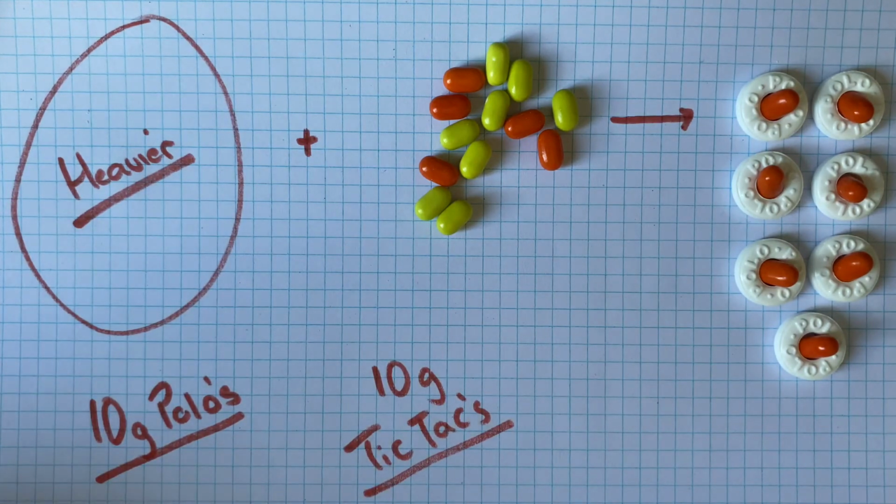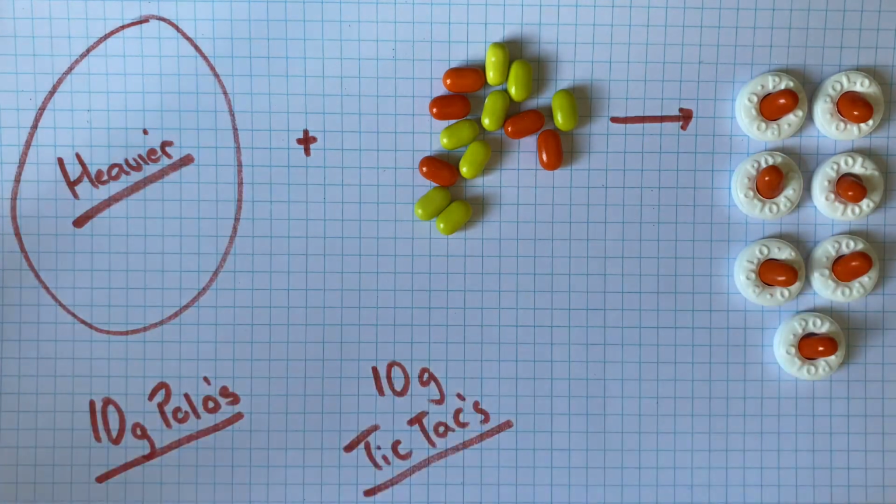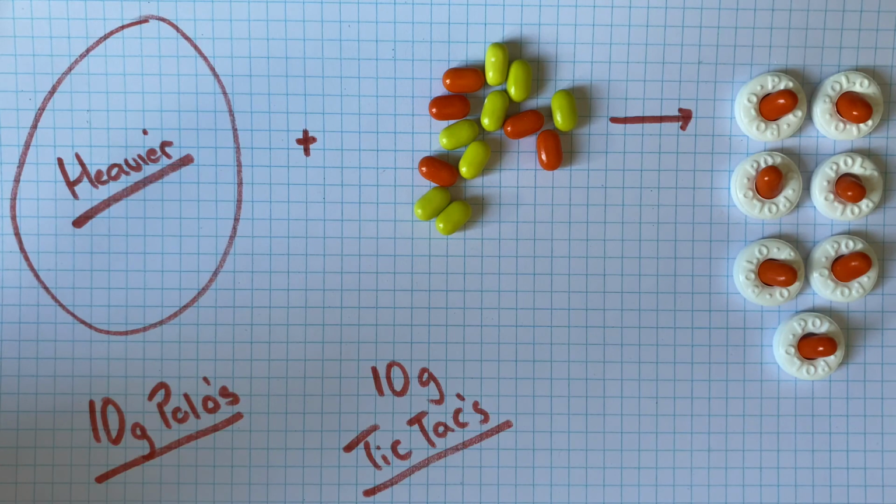So what I'm now going to do, I'm going to pause the video and I'm going to show you an example of this very thing, a 1-to-1 reaction when we react iron with sulfur.